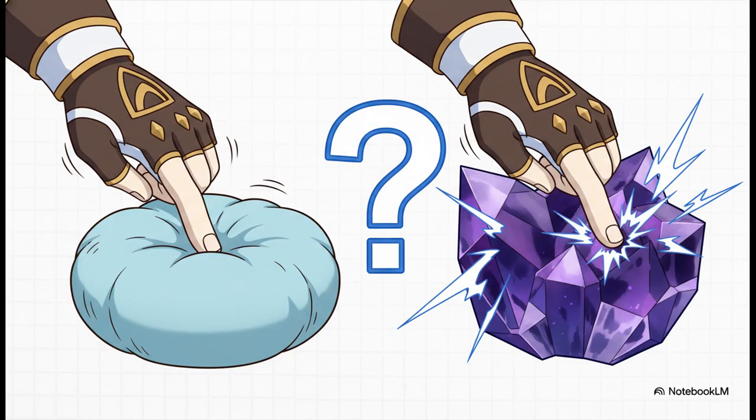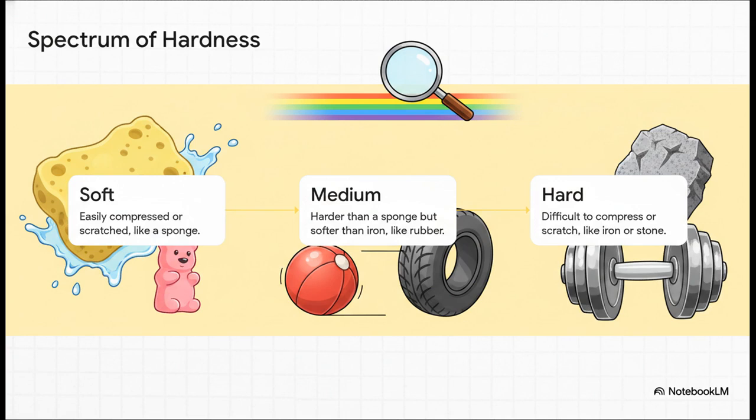All right, so let's move from sight to touch. Our next property helps us understand what makes something feel hard or soft. Hardness isn't just an on or off switch, it's more like a spectrum. A material is considered soft if you can easily squish it or scratch it, kind of like a sponge. Somewhere in the middle, you have something like rubber, which is definitely harder than a sponge, but way softer than, say, iron or stone. Every material fits somewhere on this scale.